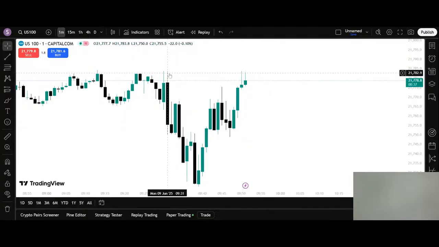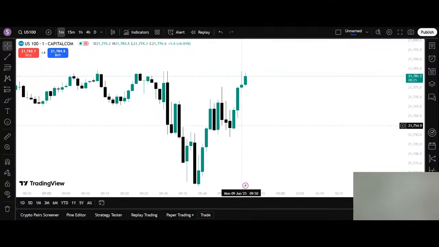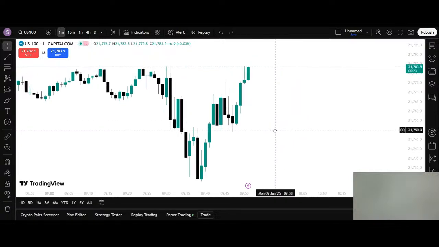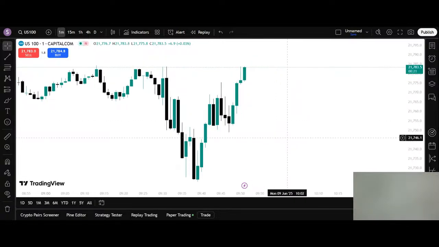As you can see, it has already swept this high, but it's gonna go dig up there again. So I'm gonna just wait till I find a good trade.